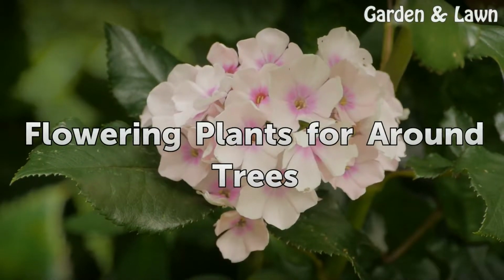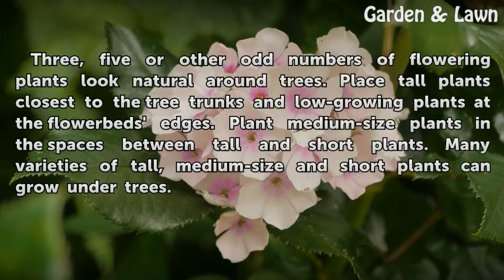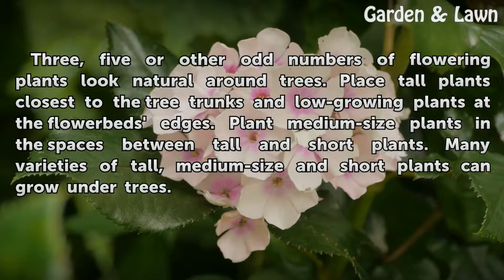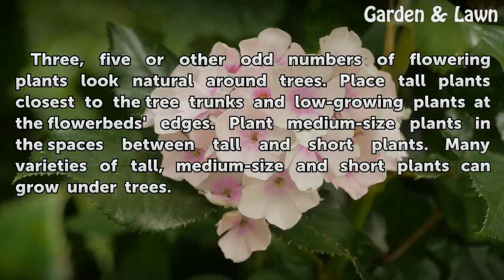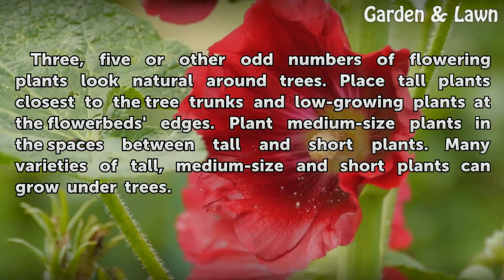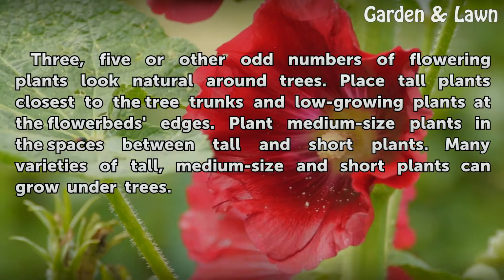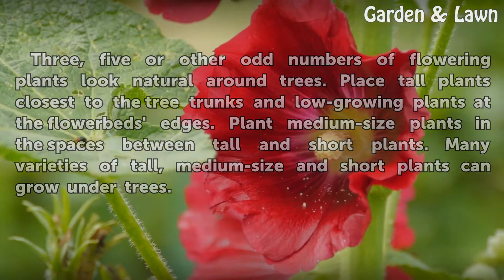Flowering plants for around trees. Three, five or other odd numbers of flowering plants look natural around trees. Place tall plants closest to the tree trunks and low-growing plants at the flower bed's edges. Plant medium-sized plants in the spaces between tall and short plants. Many varieties of tall, medium-sized and short plants can grow under trees.